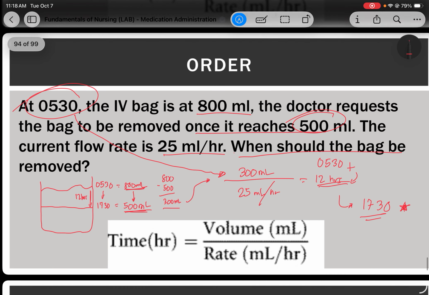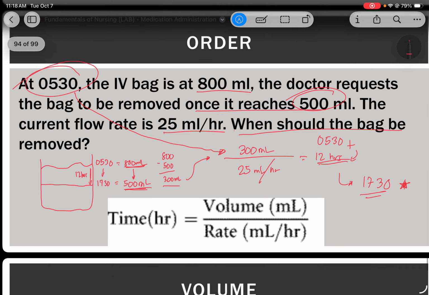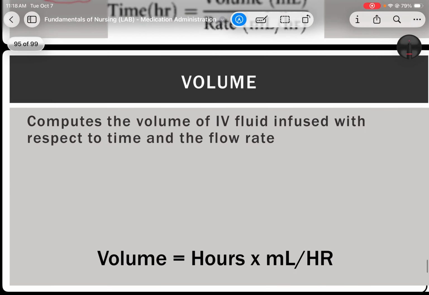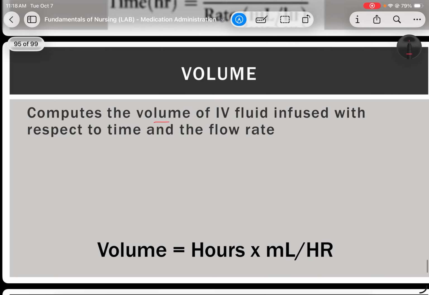It takes a lot of analysis, class, but really it's very, very simple. You just need to know the formula, and you have to understand the question itself. Okay? Next is the volume.